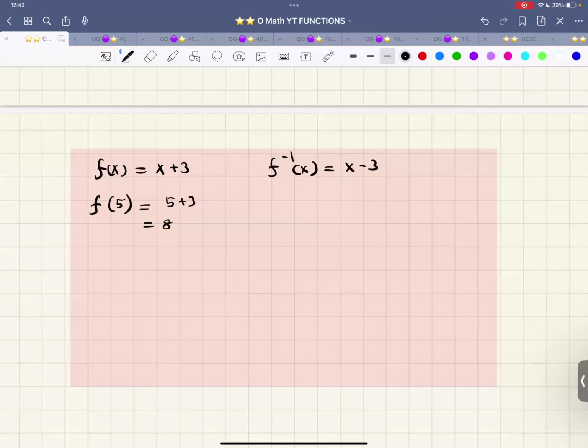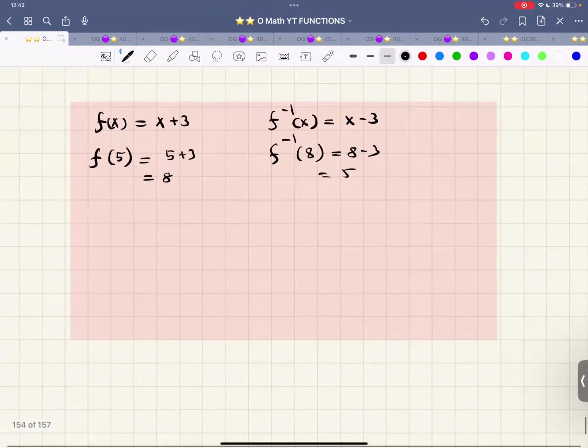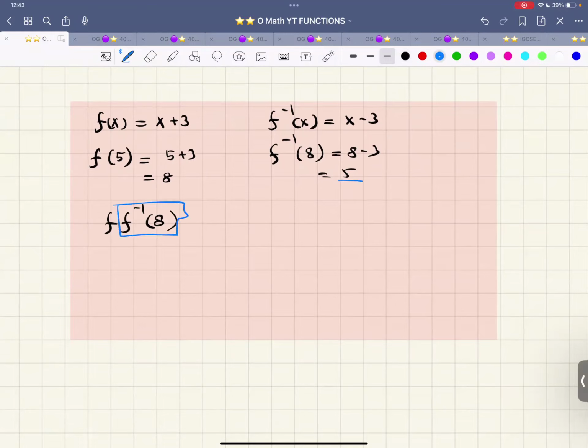And let me write f inverse of 8, that will be 8 minus 3, which is 5. So now, if I write f of f inverse of 8, what will I get? Think about it. F inverse of 8 is over here 5. So this becomes f of 5. And f of 5 is over here, which is 8. So basically, whatever is written, you will get this.